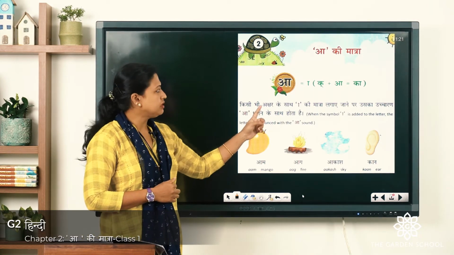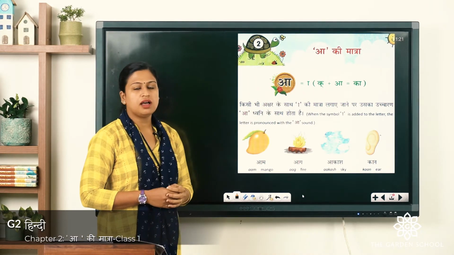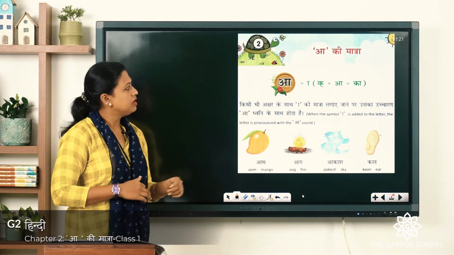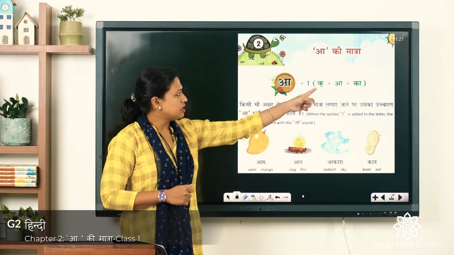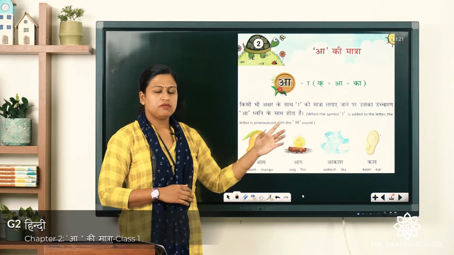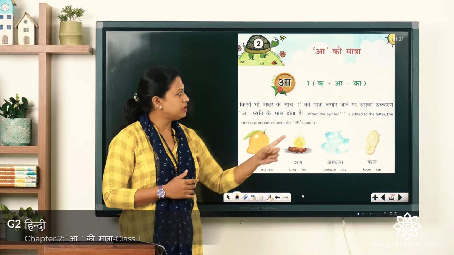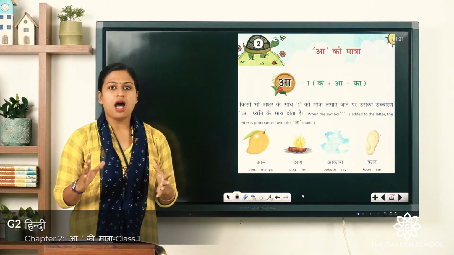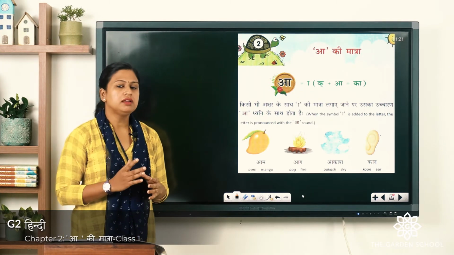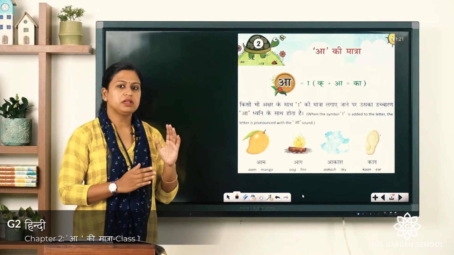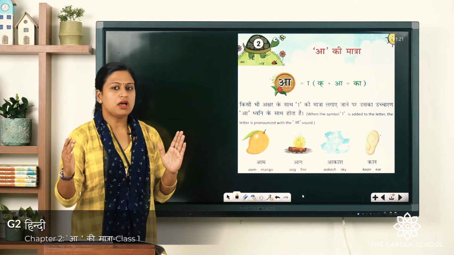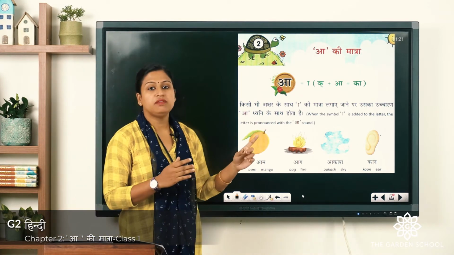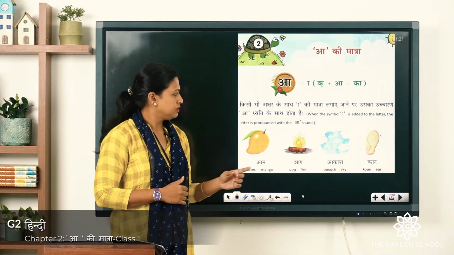The symbol for this Aa is just a straight standing line, and on the top a sleeping line. So when we use the Aa symbol with the ka consonant, it sounds kaa. You can hear it's starting from ka, but the sound is ending with the Aa sound. This happens when we use the Aa symbol.